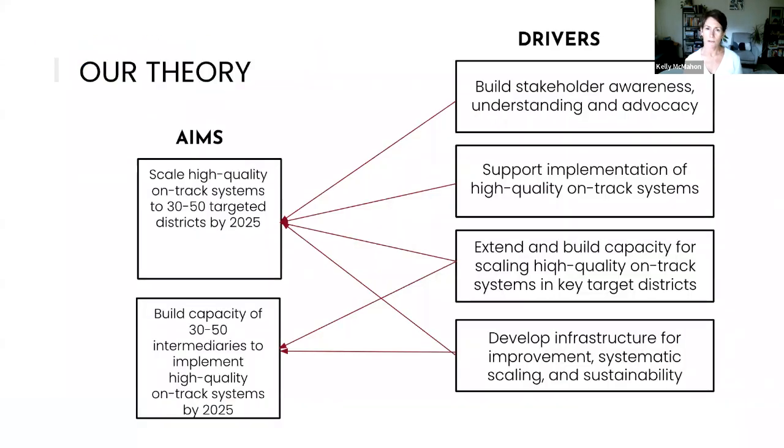And again, what we're trying to do is to scale high quality on-track systems to 30 to 50 of these districts by 2025. And we're hoping to build the capacity of 30 to 50 intermediaries to implement high quality systems.